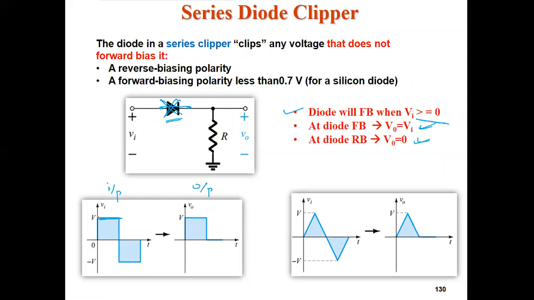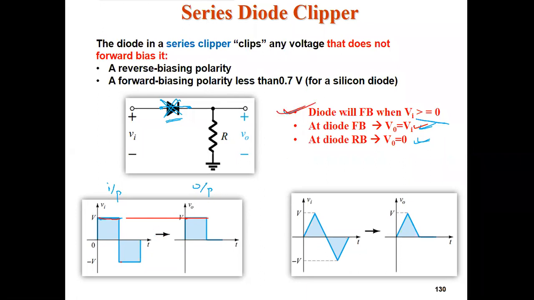So during the positive half cycle, the diode is forward biased, and because of that, your V0 will be equal to Vi. So here V0 equals Vi. During the negative half cycle, the diode is reverse biased, and because of that, the output will be 0. You don't have to check this thing also.